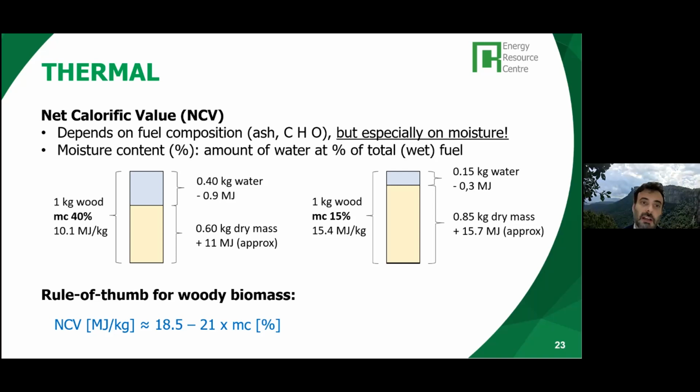The net calorific value depends on the biomass, from biomass to biomass. It will depend on the biomass composition, particularly the amount of ash and the different molecular composition of each biomass, but most especially on the moisture. Wet biomass, of course, will need a lot of energy to get it dry and to be able to extract the chemical energy. We will need a lot of energy to get rid of the water, of the moisture.